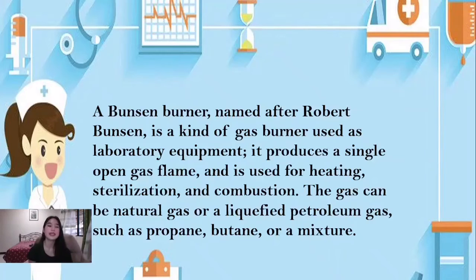Before we proceed, let me introduce what the Bunsen burner is. A Bunsen burner, named after Robert Bunsen, is a kind of gas burner used as laboratory equipment. It produces a single open gas flame and it's used for heating, sterilization, and combustion. The gas can be natural gas or liquefied petroleum gas such as propane, butane, or a mixture.